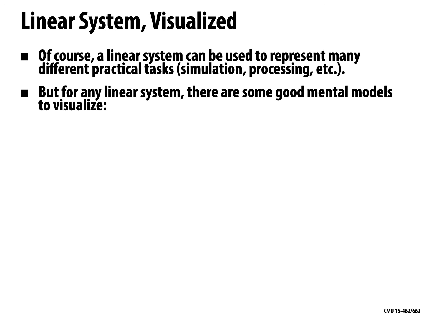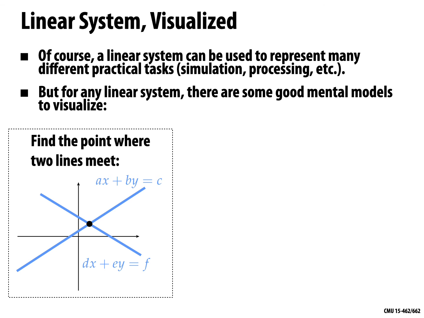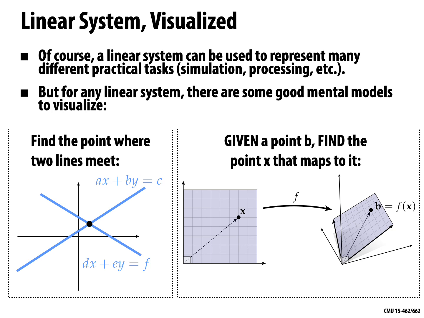But for any linear system, no matter what it represents, there are some good mental models that we can use to understand what it means. One that hopefully you've seen before is that a linear system is saying we want to find a point, or maybe points, where, let's say, 2 lines meet, or 2 planes meet, or 3 planes meet. Some number of affine subspaces meet. Another one is to say, given a point b, find the point x that maps to it. We have this nice geometric picture of a linear map as something that takes some R^n into a linear subspace of R^m. We have some point in R^m, and we want to say which point in R^n is the pre-image of that point. Again, which point maps to it.